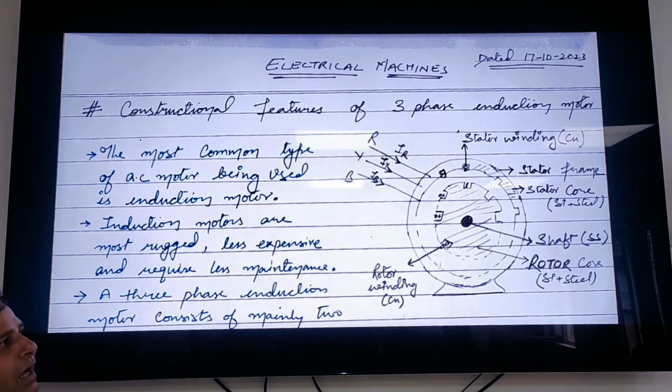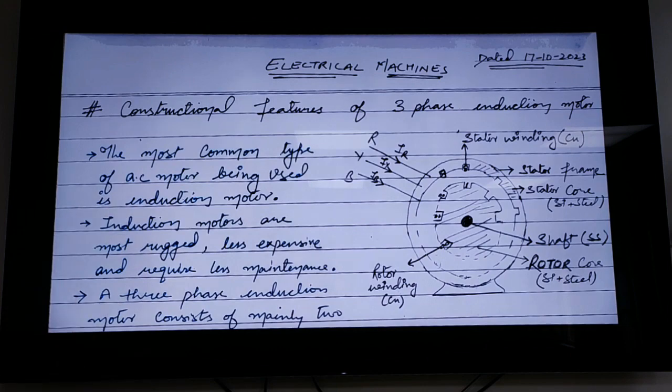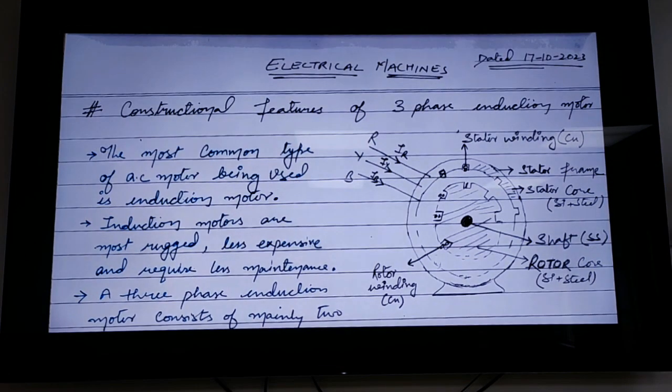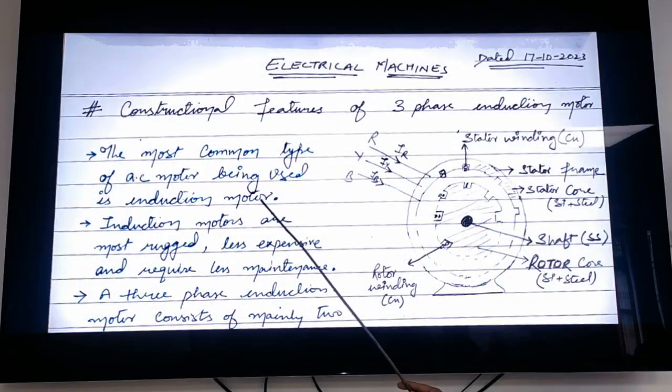Now, I have written certain points. On the basis of these points, it will be quite easier for you to write this particular question in your examinations. So, if possible, try to write these points as they are. The very first thing is, the most common type of AC motor being used is the induction motor. Rather, more than 90 to 95% of the motors which we are using nowadays in AC circuits are induction motors.